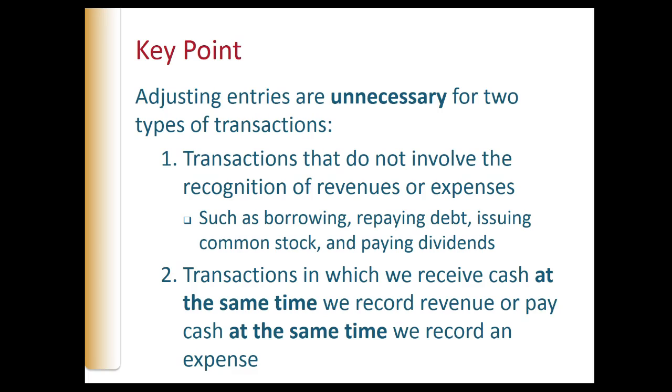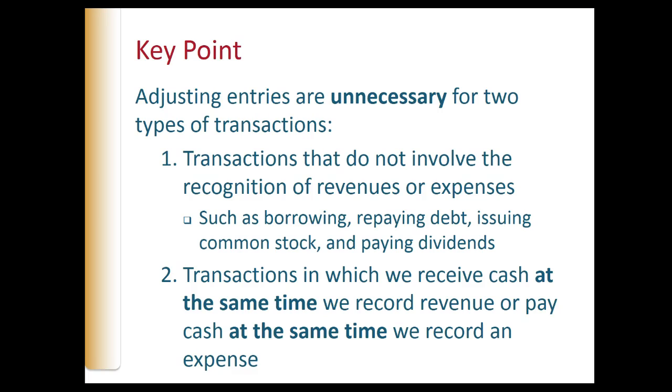Transactions that do not involve the recognition of revenues or expenses. So borrowing, repaying debt, issuing common stock, and paying dividends are not part of the recognition of revenues or expenses. Transactions in which we receive cash at the same time we record revenue, or pay cash at the same time we record an expense, don't need adjusting entries because we're going to provide the transaction at the time.